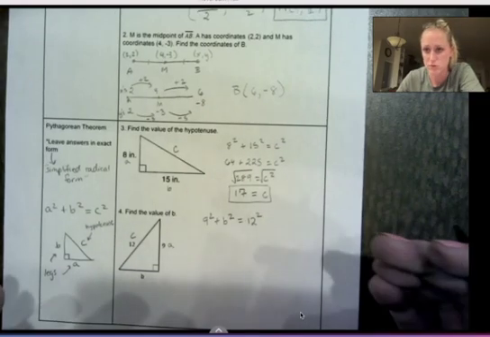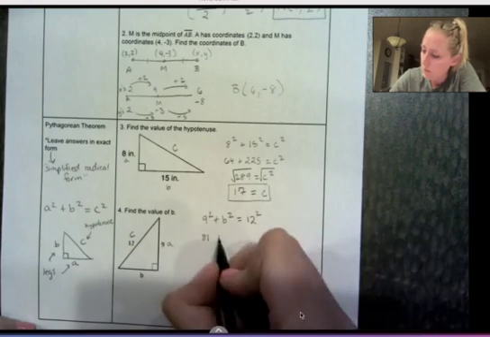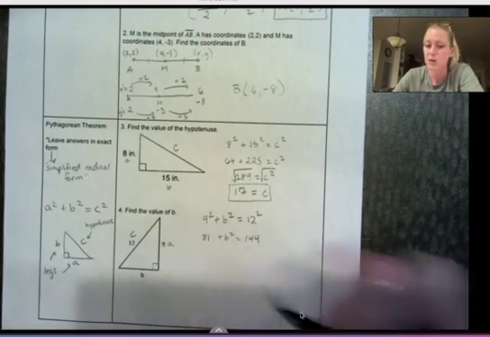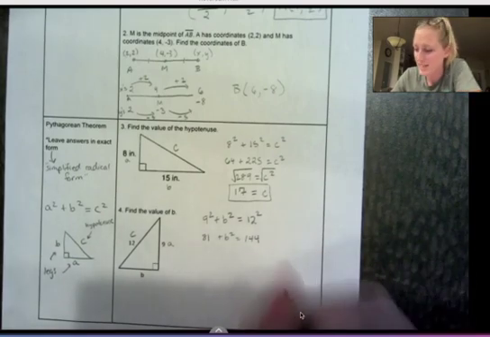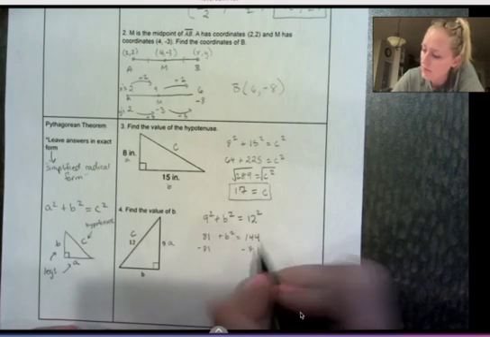Okay, do the exponents first. 9 squared is 81, okay, plus B squared equals 144. So I'm trying to figure out what B is. So I need to get B by itself. So I'm going to first subtract 81 from both sides.